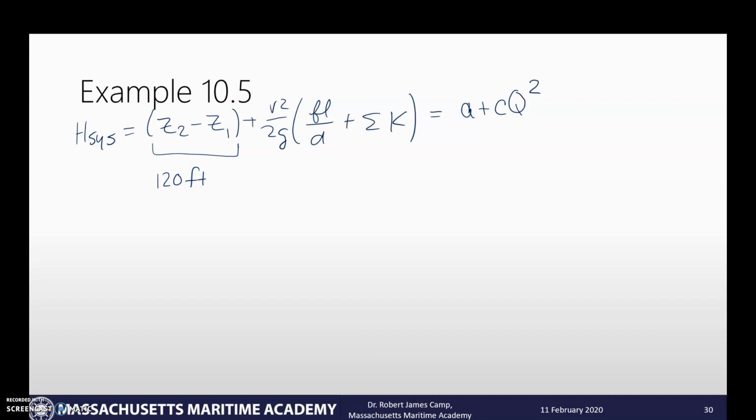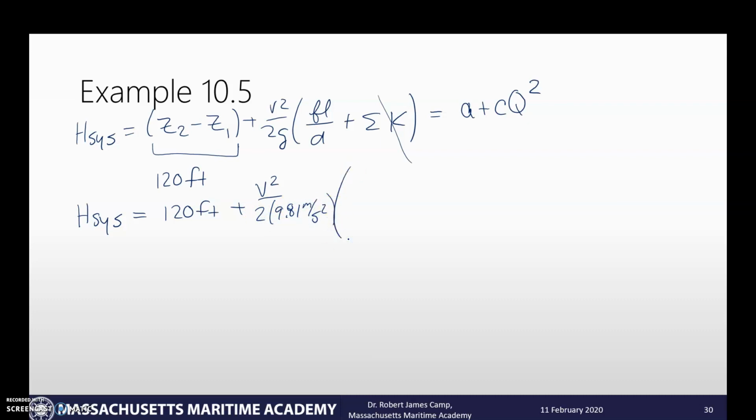So the next thing that we need to do is calculate out all of this. We need to plug all this stuff in. K is going to be 0 because that's given to us in the problem. Now we do have this part here. So if we look at this, H system is 120 feet. That's our A, plus V squared over 2g, where 2g is 2 times 9.81 meters per second squared.